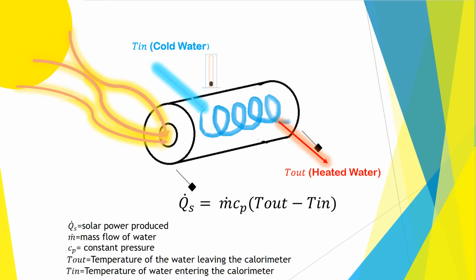The rotameter is used to measure the volumetric flow rate of water passing through the calorimeter. Volumetric flow rate is used to find mass flow rate, discussed later in the video. Cp and density, which is used to calculate mass flow rate, are found from tables using atmospheric pressure and the recorded temperatures T in and T out.